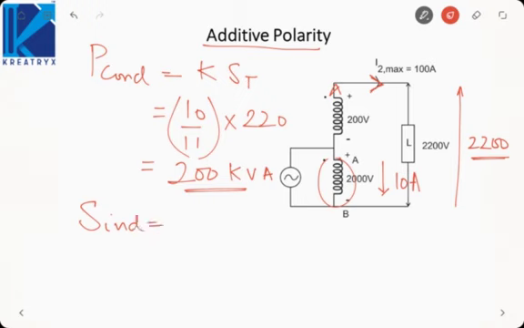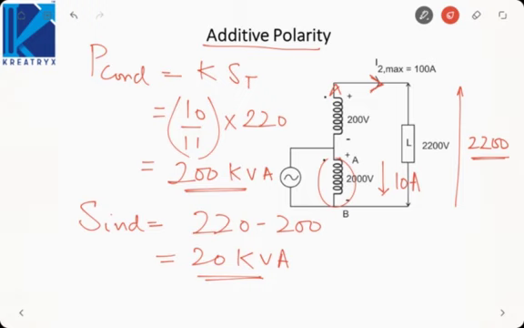Then the induced power would be 220 minus 200, that is 20 kVA, which is the same as the rating of the two winding transformer. So the rating of the two winding transformer is actually the power that is induced from the primary to the secondary, and the rest of the power is transferred by means of conduction. So remember this point.